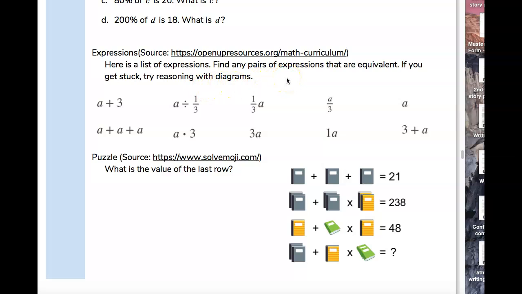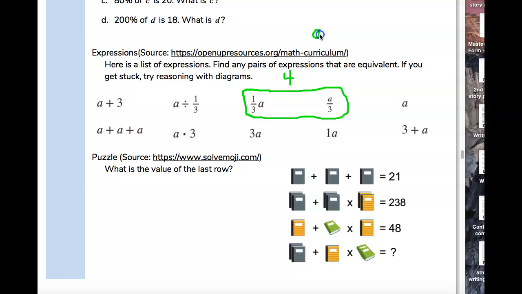All right, let's see, we have to find pairs. So I'm going to give you a hint that there are 4 pairs. So you're going to look for 4 pairs, okay? I will do a hard one, okay? All right, so I will do one for you. I will say that 1/3 A is the same as A divided by 3, okay? So let me show you why that is.